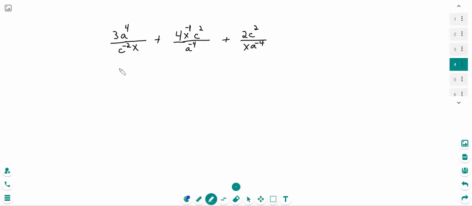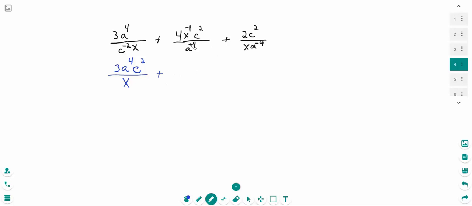Okay, so let's make them positive. I actually like having positive exponents as opposed to negative exponents. So let's make them all positive this time. So we have 3a to the 4th, but then we're going to move this c to the negative 2 up. So it's going to become c squared, all over an x. We're going to keep it in the basement there, in the denominator.